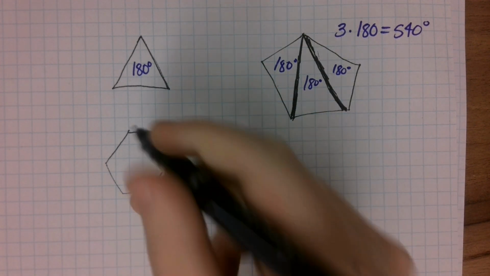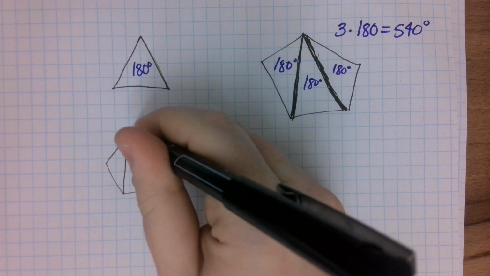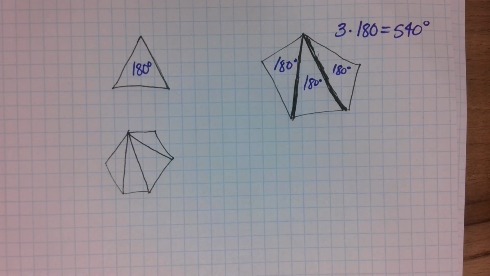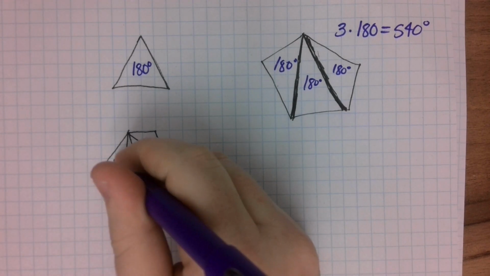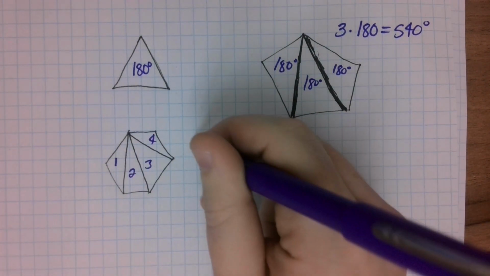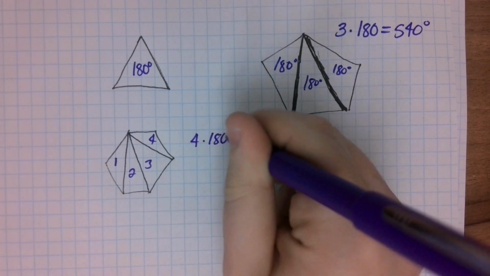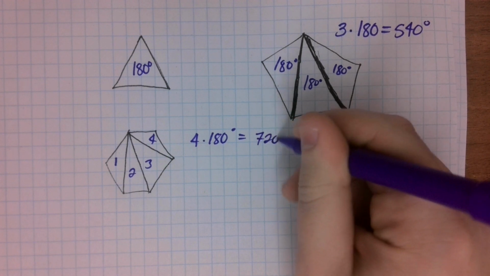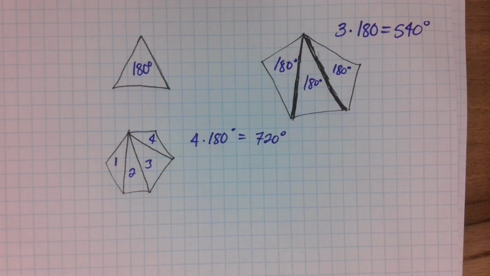Let's say I take this hexagon and I make all these triangles. Once again, we see that we get the same thing. There's 1, 2, 3, 4 triangles, each adding up to 180 degrees. 4 times 180 is 720. So that's how many angles there are on the inside of a hexagon.